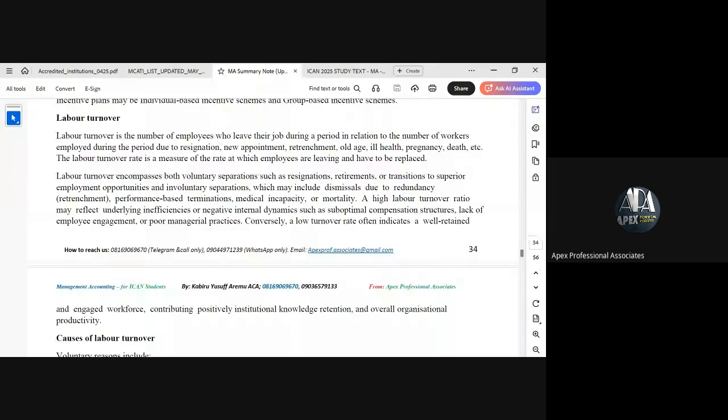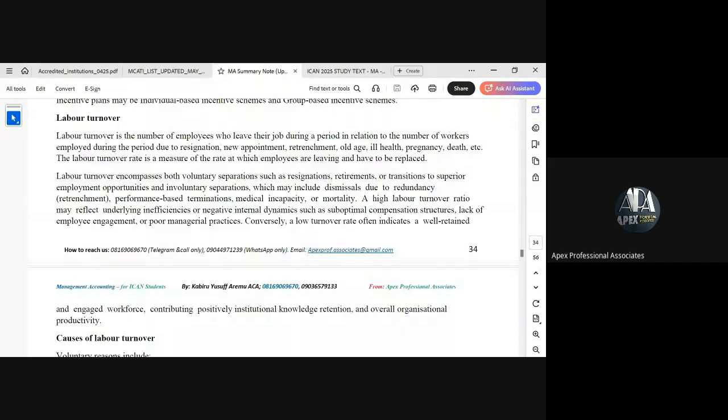So if the labor turnover ratio is high, it might mean that there are inefficiencies or negative things happening in the organization that are causing employees to perform suboptimally. That is if the labor turnover is high. If the rate at which people come in and go is high, then there is something wrong in the organization.